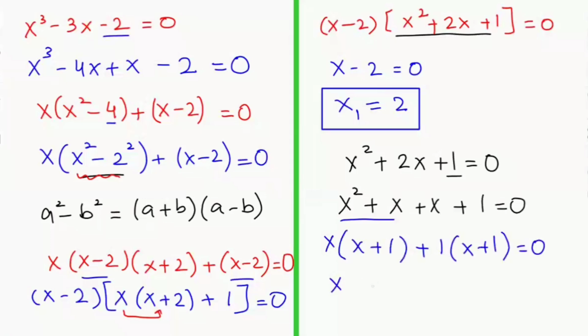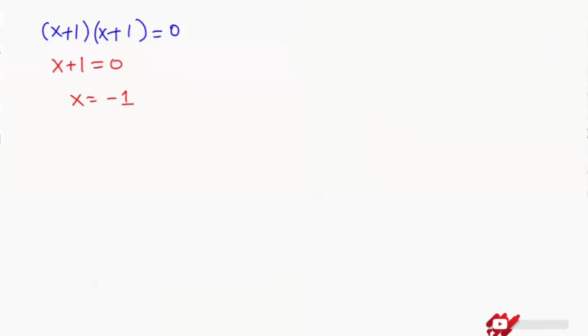We have x plus 1 times x plus 1 is equal to 0. So as I solve it, x plus 1 is equal to 0, x is equal to -1. So this is our second x value, and this gives the same x3 value, -1.